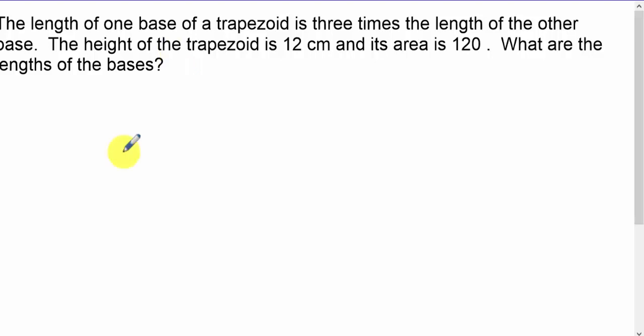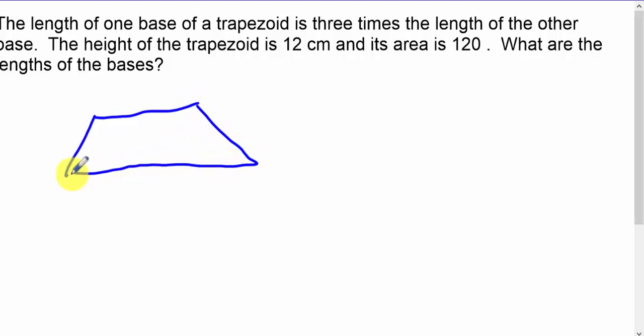So this is obviously a geometrical problem. We're talking about a trapezoid, so let's draw out a trapezoid. Doesn't say it's isosceles, so I'm going to make one a little bit bigger than the other. It says one of the bases is 3 times the other length of the base, so I'm going to call this guy x, call this 3x. Height of the trapezoid, remember that's a perpendicular coming down here, is 12 centimeters, and its area is 120 centimeters squared.